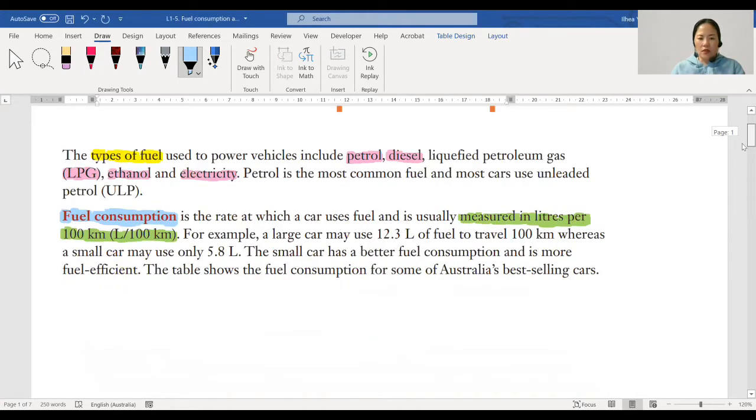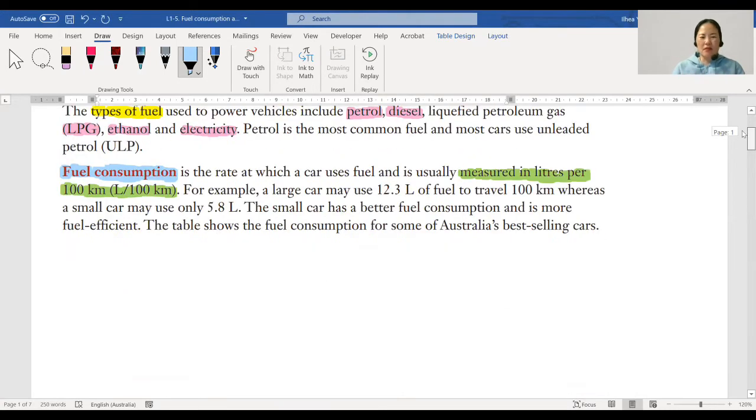Fuel consumption is a rate, so that means the liters per kilometers at which a car uses fuel, and it is usually measured in liters per 100 kilometers. For example, a large car may use 12.3 liters of fuel to travel 100 kilometers, whereas a small car may use only 5.8 liters. The small car has a better fuel consumption, obviously, and is more fuel efficient.